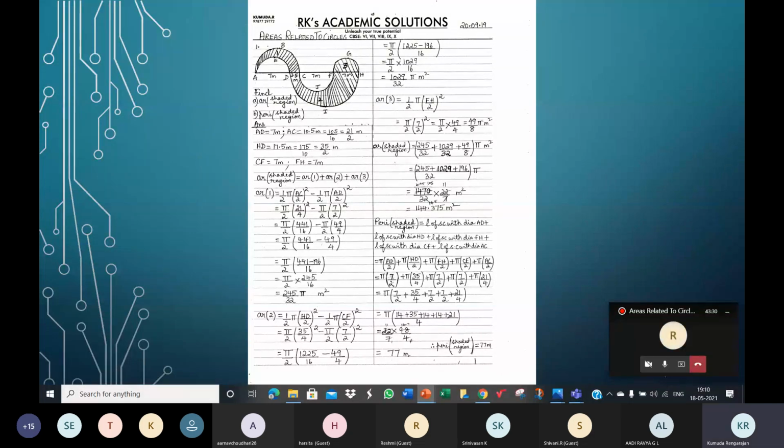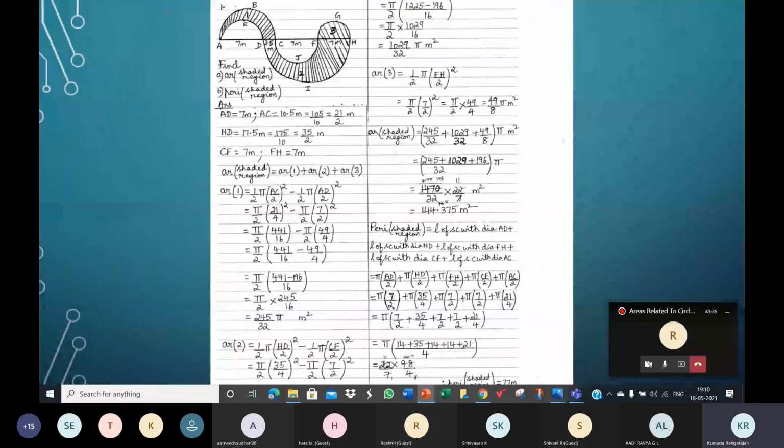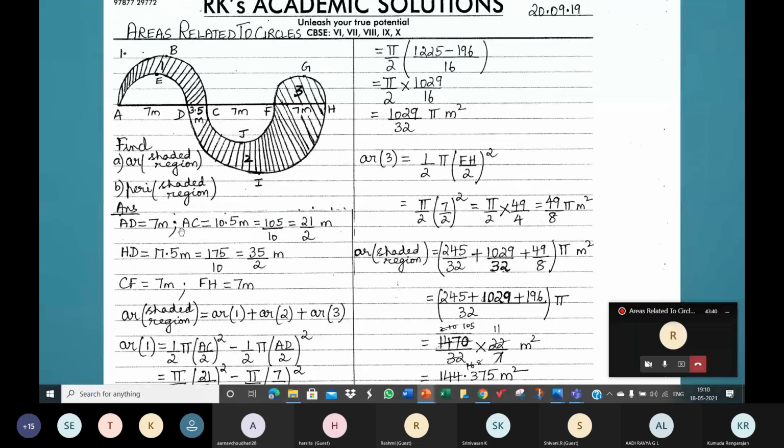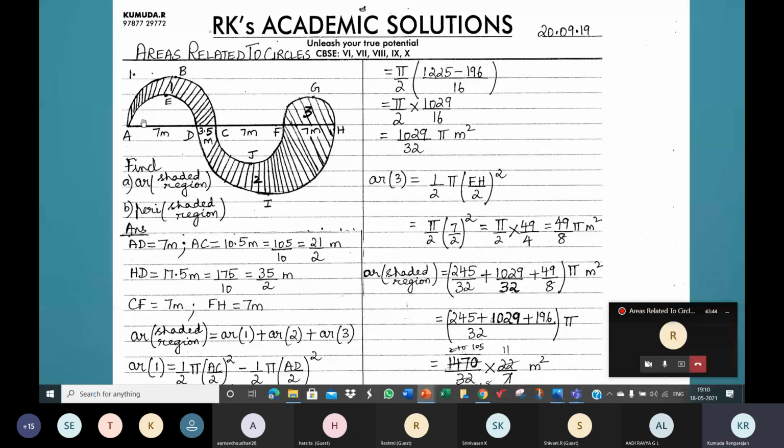Yes, I hope it's over. Somebody tell me, how do you find the perimeter of the shaded region? How do we find the perimeter of the shaded region? I want the answer like this. Tell me like this, complete this.